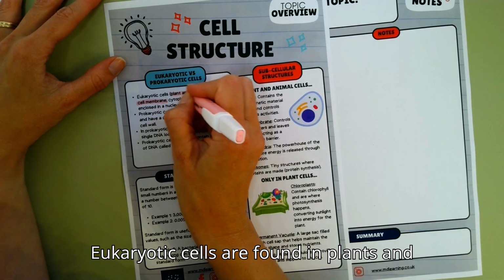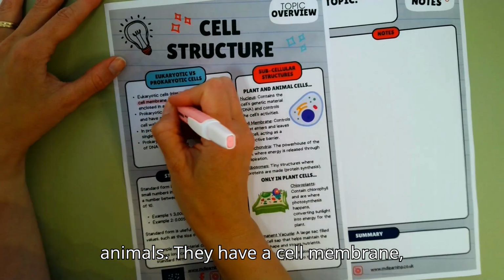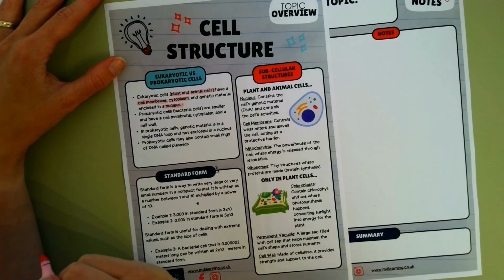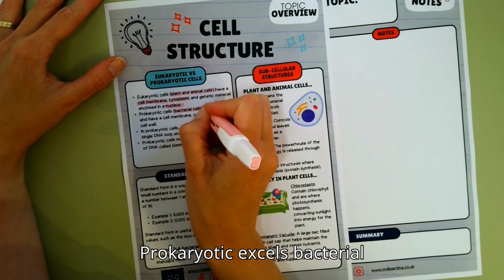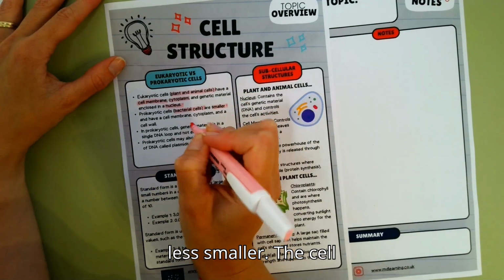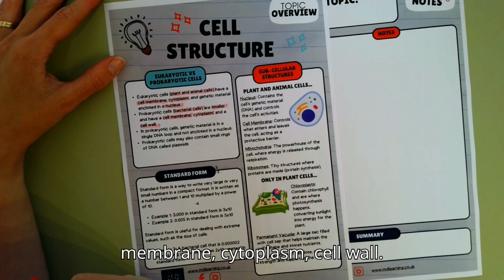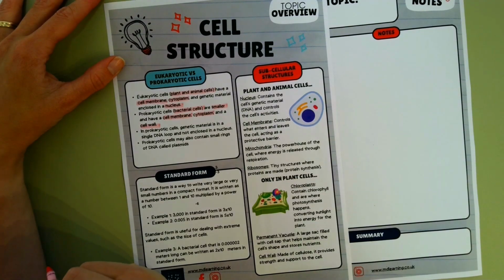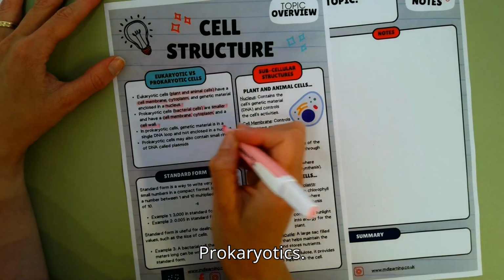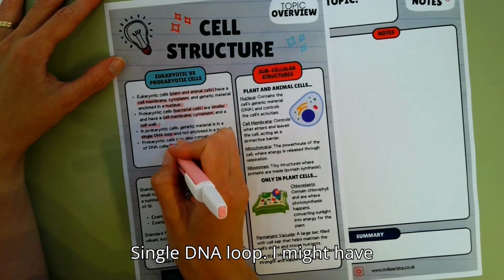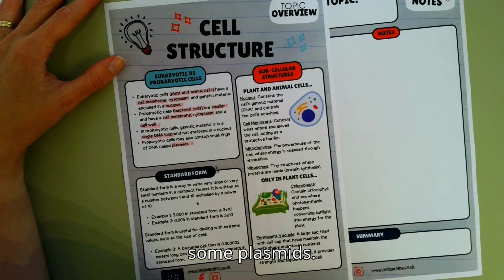Eukaryotic cells are found in plants and animals. They have a cell membrane, cytoplasm, nucleus. Prokaryotic cells are bacterial. They're smaller. The cell membrane, cytoplasm, cell wall. Prokaryotics, single DNA loop. They might have some plasmids.